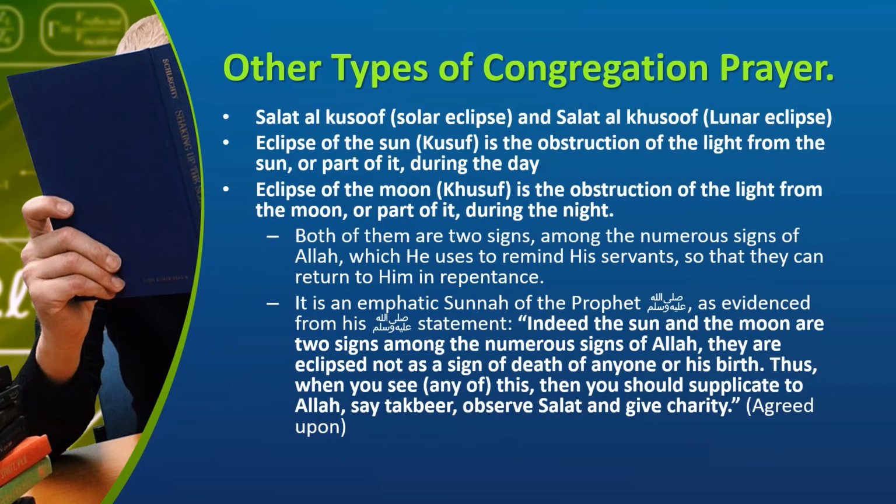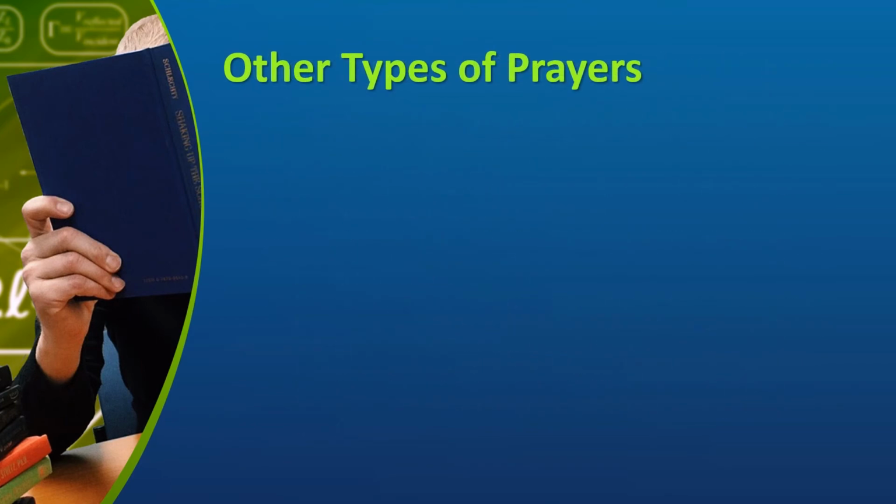Another category of the congregational prayer is Salatul Kusuf or Salatul Khusuf. Kusuf is for the solar eclipse, and Khusuf is for the lunar eclipse. It is also the sunnah of the Prophet, peace be upon him, that he offered these two salats in two rakat whenever there was a solar or lunar eclipse.